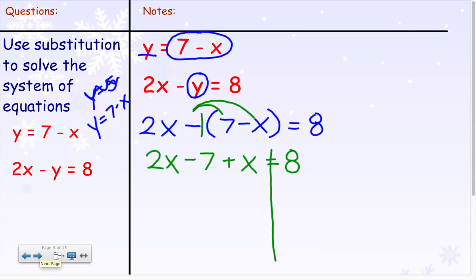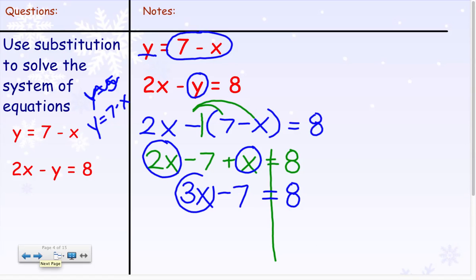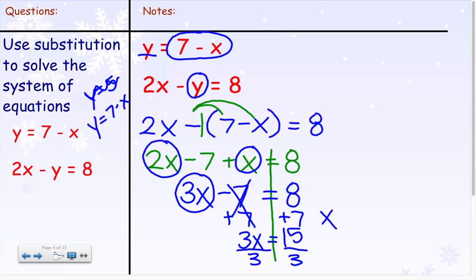So let's keep going by combining like terms on the same side. So 2x and x make 3x. And now we just have a couple and third wheel problem. Our couple is 3x, add 7 to both sides. 8 and 7 make 15. If I break up my couple, I get x equals 5.